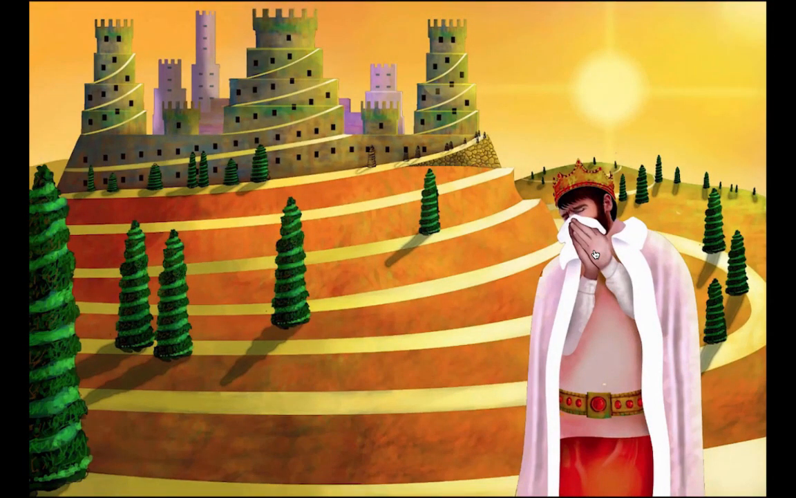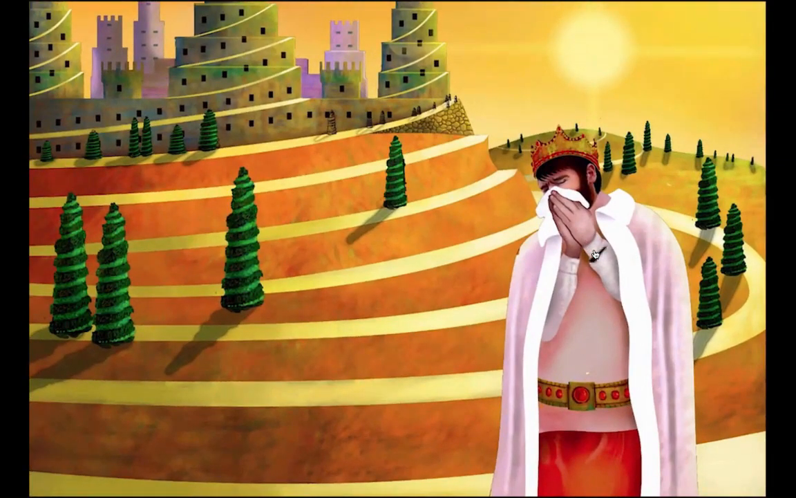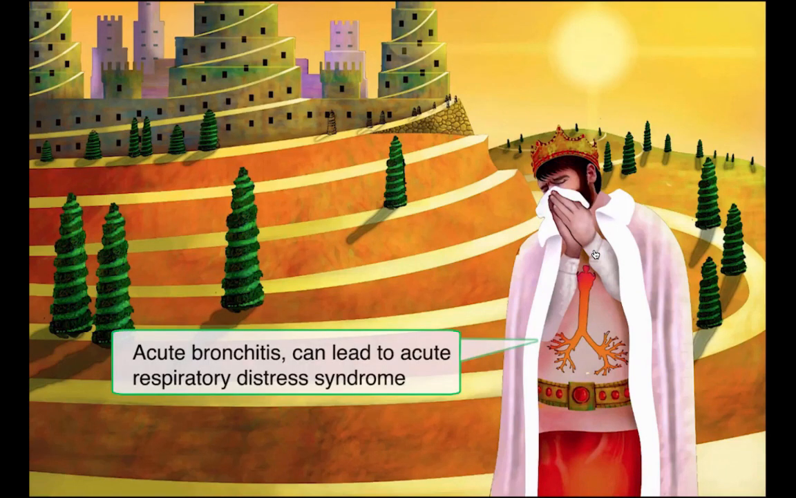Different strains of coronavirus can cause SARS, and more recently, Middle East Respiratory Syndrome, or MERS, the new kid on the block. To help you remember the more serious features of these diseases, we can look at the king's chest. As you can see, this design looks a lot like a respiratory tract that's all red and inflamed. You can even see that the main bronchi are splitting into bronchioles. This helps us remember that coronavirus can cause acute bronchitis that can eventually lead to acute respiratory distress syndrome.